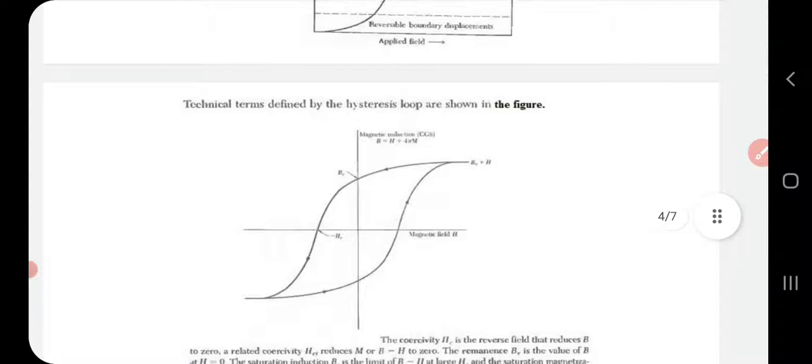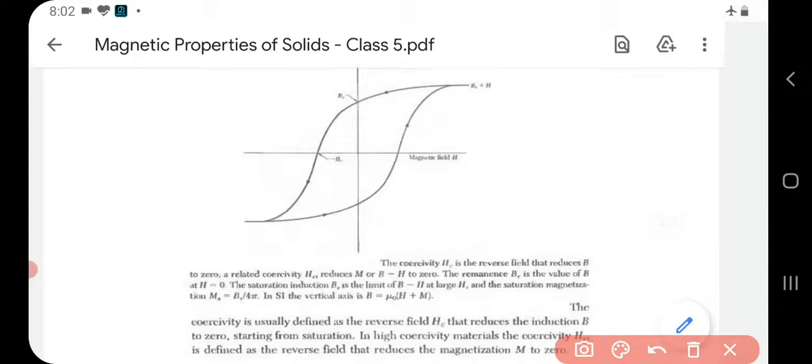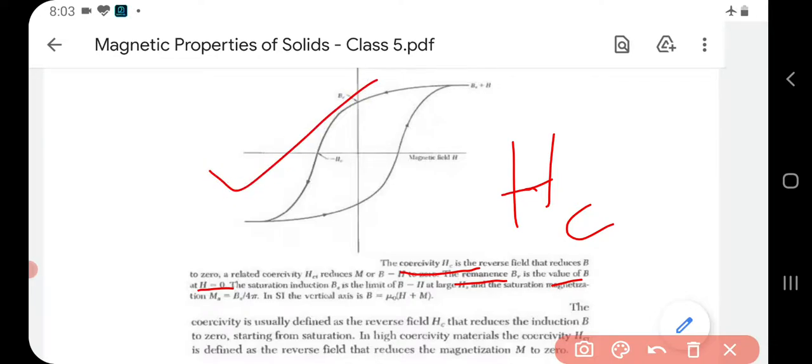Now here you can see a hysteresis loop. The technical terms defined by the hysteresis loop are shown in the figure. One is coercivity, HC. What is coercivity? It is the reverse field that reduces magnetic field B to 0. And the next one is remnants. It is the value of magnetic field at H equal to 0. So these are the two terms that you come across in the case of hysteresis: coercivity HC and remnants BR.